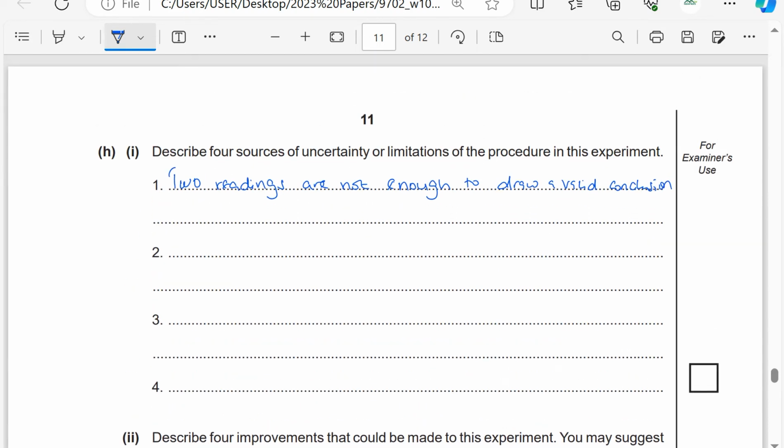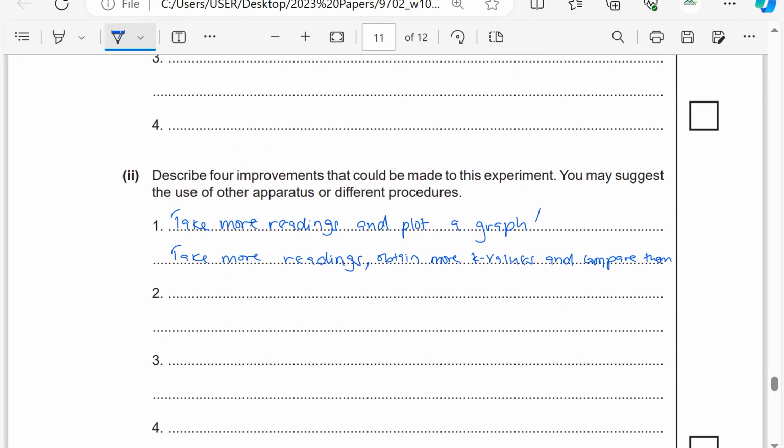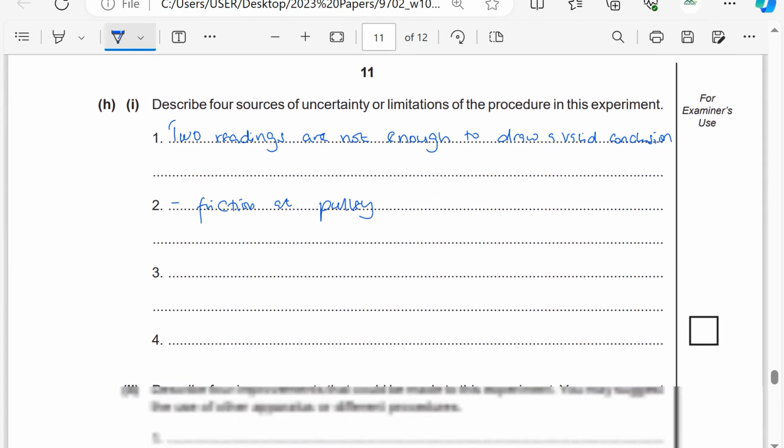Then the second one, I expect friction at the pulleys, because they are not lubricated. Friction at the pulley, of course, that one is easy to solve. Lubricate the pulley. You add grease or oil to lubricate the pulley.